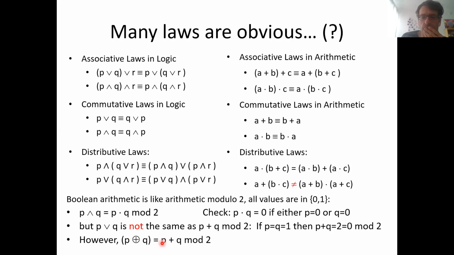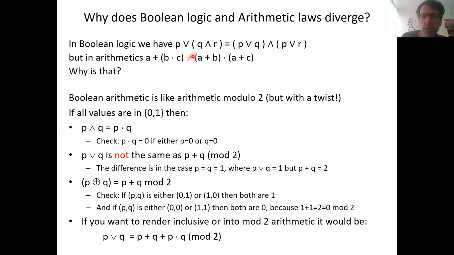So how come this distributive law holds in Boolean logic, but the corresponding quote unquote law in arithmetic does not? Well, because addition is not a disjunction. Okay.